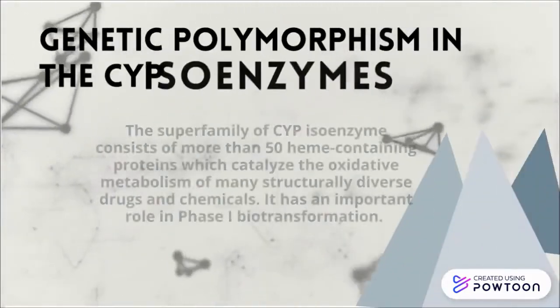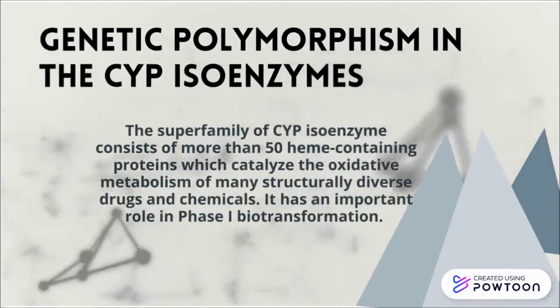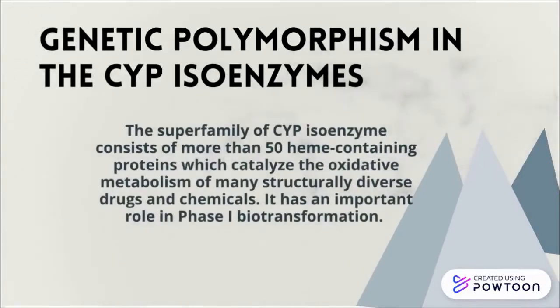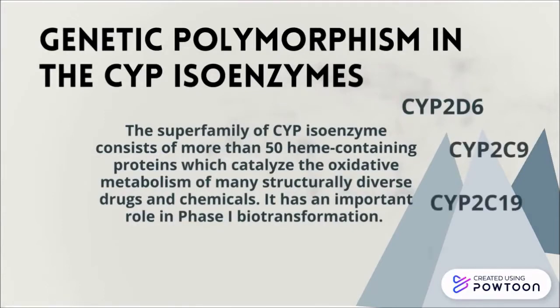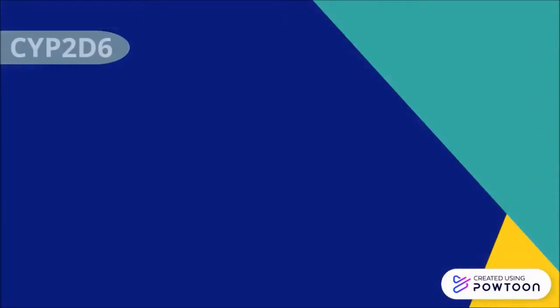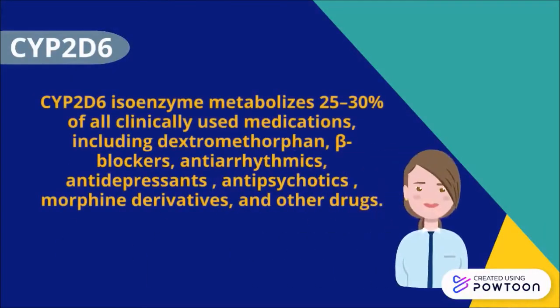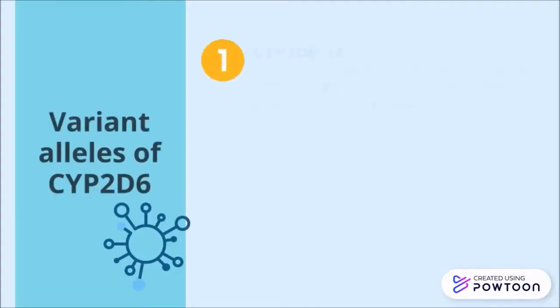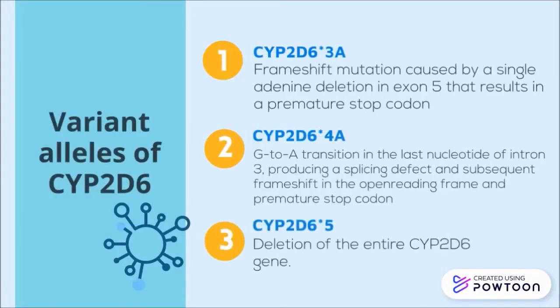The superfamily of cytochrome isoenzymes consists of more than 50 heme-containing proteins which catalyze the oxidative metabolism of many structurally diverse drugs and chemicals. It has an important role in phase 1 biotransformation. Cytochrome 2D6 isoenzyme metabolizes 25 to 30% of all clinically used medications, including dextromethorphan, beta-blockers, antiarrhythmics, antidepressants, antipsychotics, morphine derivatives, and other drugs. Genetic polymorphisms cause reduction or complete loss of activity.